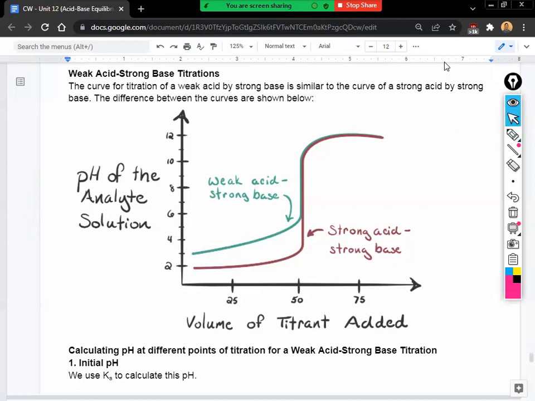That's actually kind of a good way for you to keep in mind what the pH change should look like. You've got strong acid, strong base, it will change very little until it gets to the equivalence point.